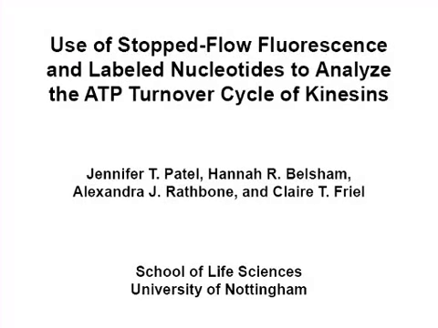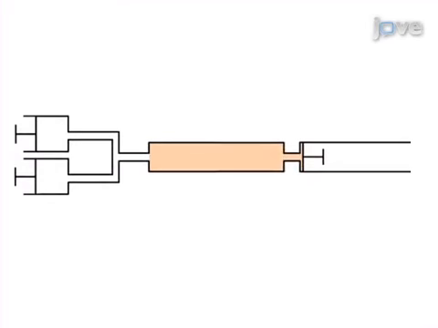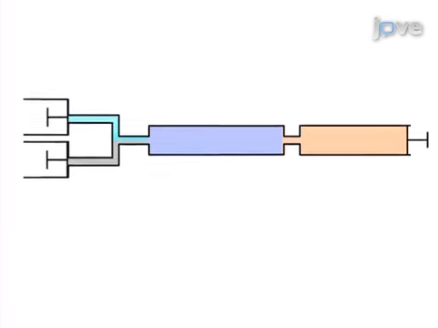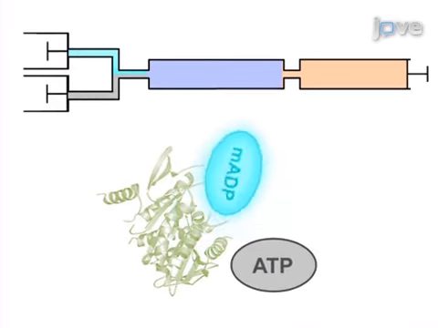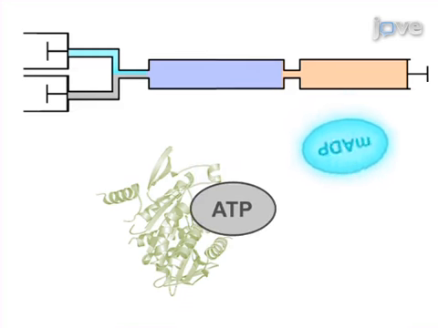The overall goal of this procedure is to measure the kinetics of nucleotide binding and dissociation during the ATP turnover cycle of a kinesin. This is accomplished by first preparing the kinesin protein either free of bound nucleotide or loaded with fluorescently labeled nucleotide. Next, the prepared kinesin is mixed with nucleotide using a stopped flow fluorimeter, and the change in fluorescence associated with binding or dissociation of fluorescently labeled nucleotide is observed.